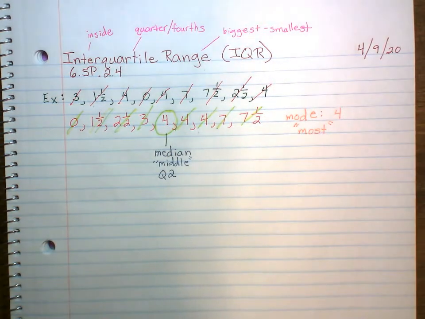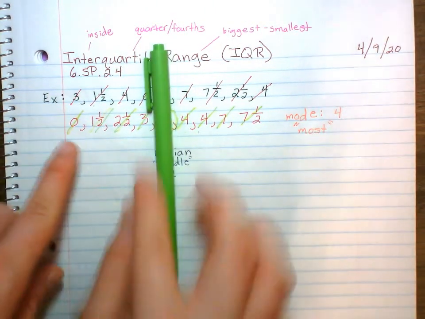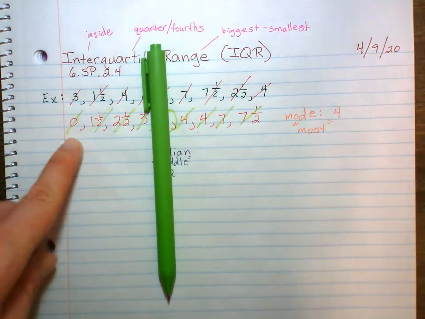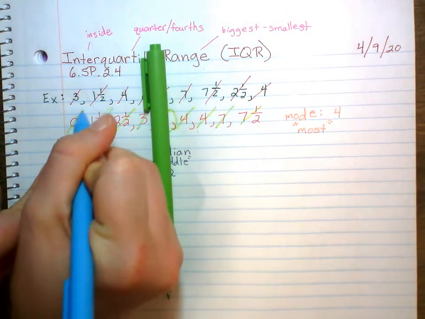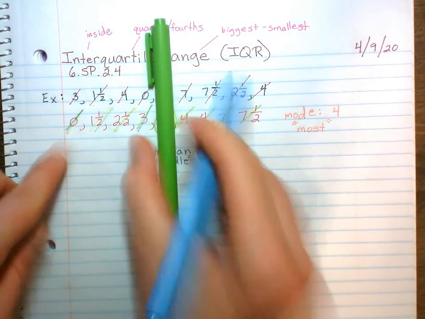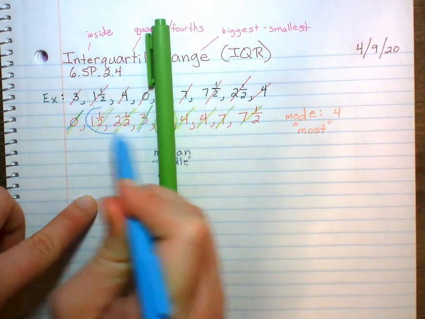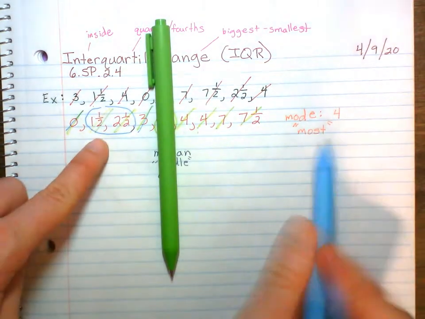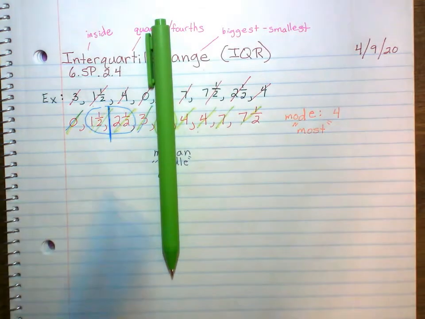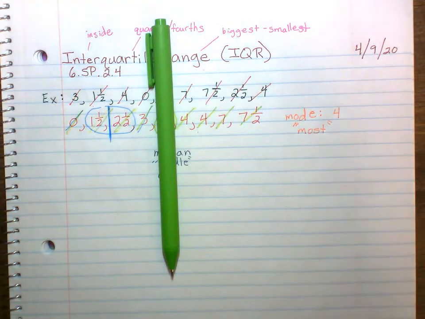Looking to the left of 4, all the numbers less than 4, we have 4 numbers. So from the outside to the inside, 0 crosses out with 3 because we're trying to find the middle of the lower half. But it leaves us with 1.5 and 2.5. So what's perfectly exactly in between 1.5 and 2.5? You might know it, you might not.